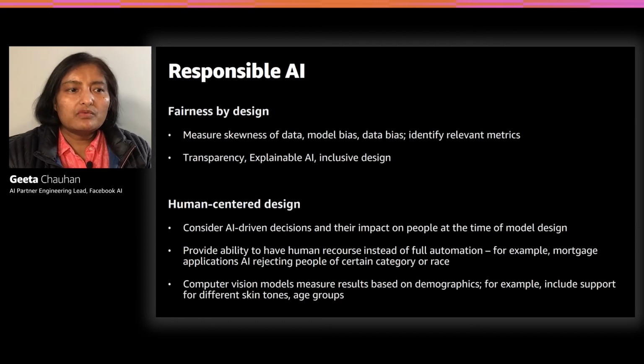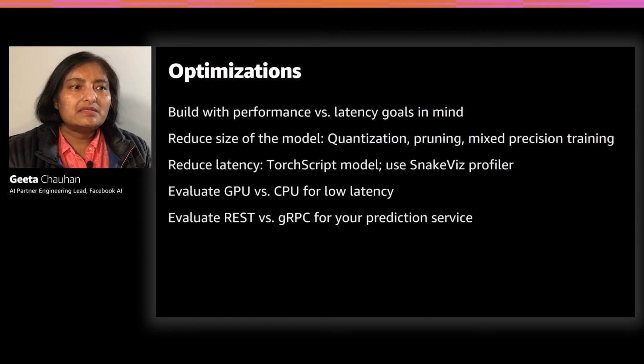If you're looking at computer vision models, you should be looking at whether the model is trained across a diverse population. So is it taking care of people with different skin tones, different age groups, so there is no bias introduced as a result? On the optimization side, you will look at building the model with performance versus latency goals in mind. You can reduce the size of the model using techniques like quantization, pruning, and mixed precision training. In order to increase the throughput, you can torch script the models, and TorchServe provides a very nice Snakeviz profiler to do this analysis.